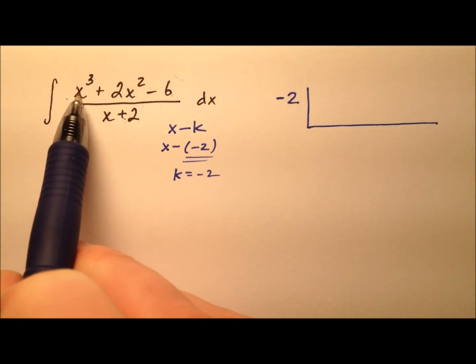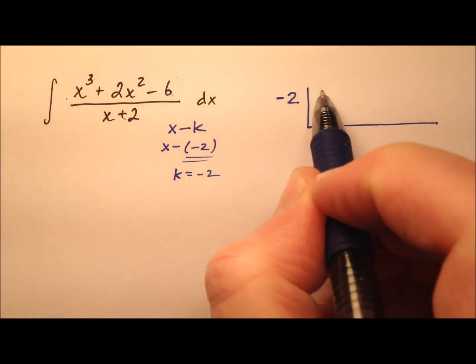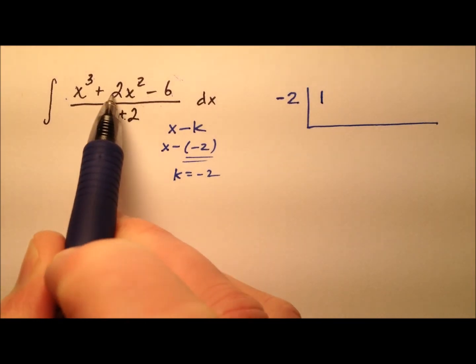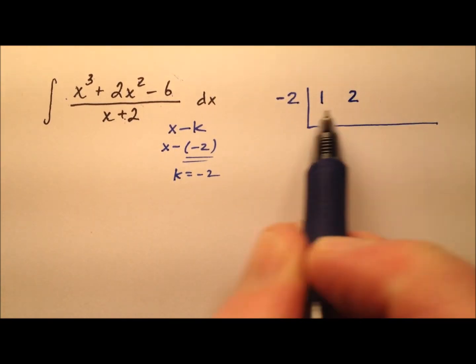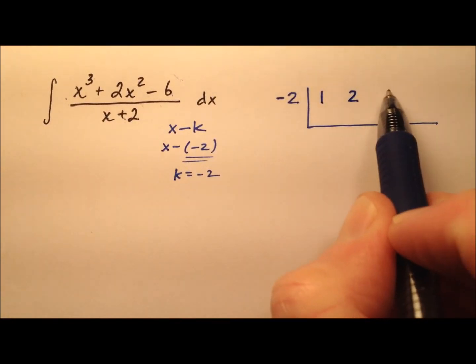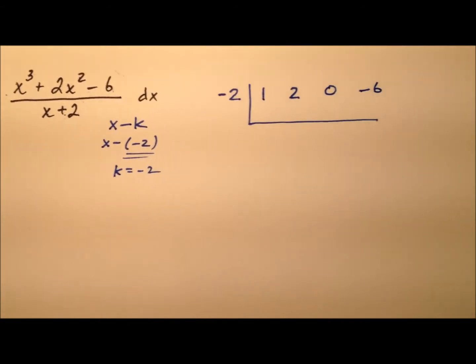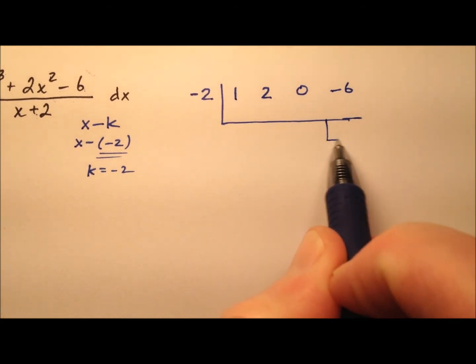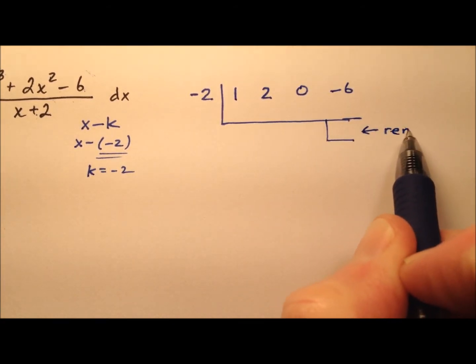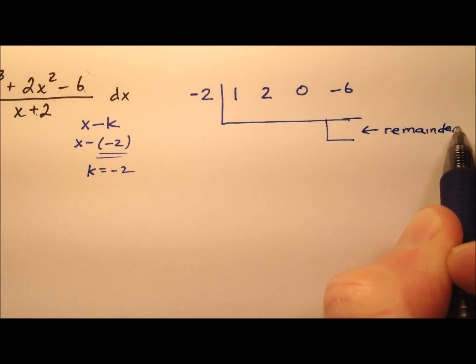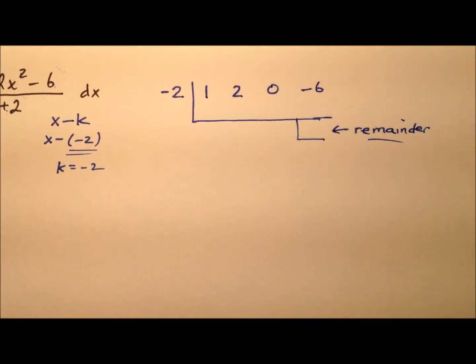So my x cubed term, or my cubic term, has this leading coefficient of 1. My quadratic term has a coefficient of 2. There's no linear term, so I need to put a 0 as a placeholder. And then this constant is negative 6. And I'll go ahead and put this bar down here. This is my remainder, if I happen to have one. I suspect I probably will.